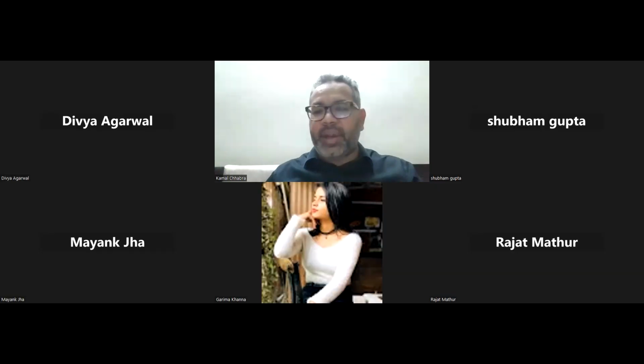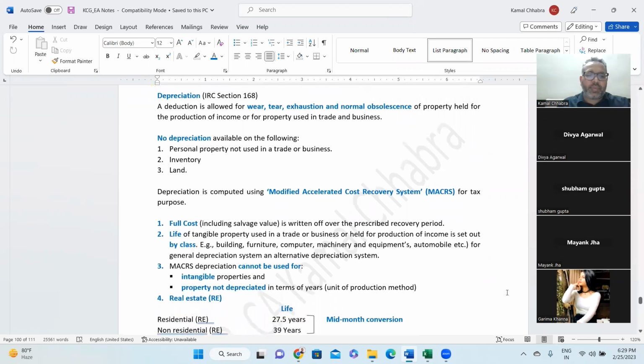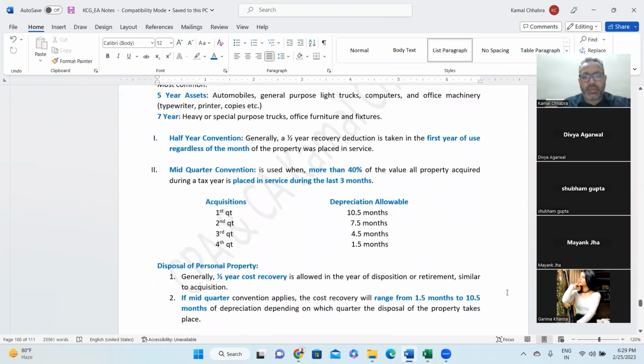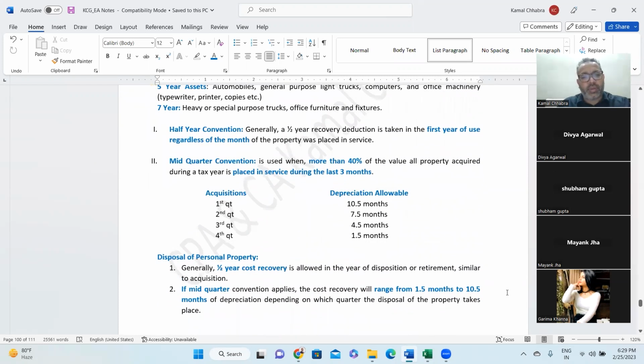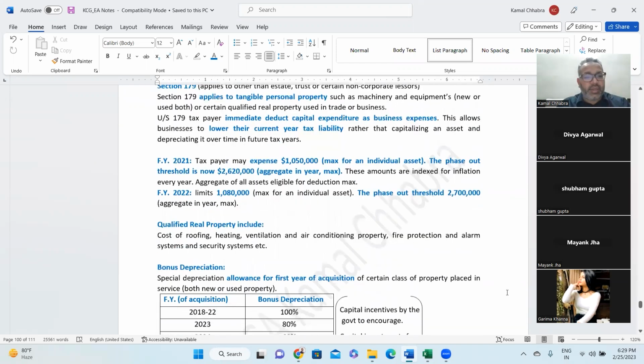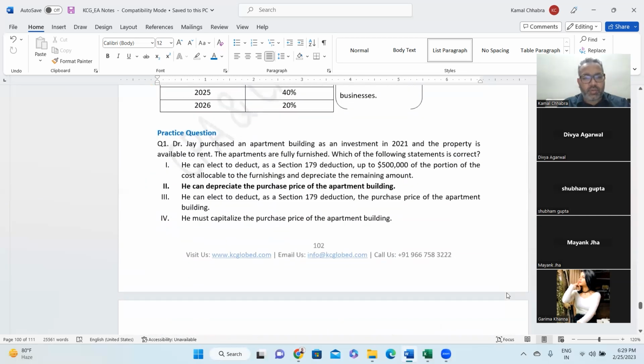Hi everyone, welcome back to the taxation class. Before we went on a break, we started with cost recovery. I think we have covered almost the depreciation part. In cost recovery, we have three parts: depreciation, depletion, and amortization. Depreciation, section 168, we have covered, and then we jumped onto personal property, real property, mid-month, half-year, mid-quarter, all these concepts. Then we covered section 179, so till here we have covered till page 102.